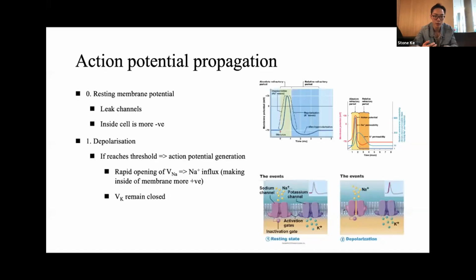You get sodium going into the cell due to gradients and so on. We'll talk about it, but what you have is positive charge going into the cell, which makes the inside of the cell less negative, therefore depolarizing it. Next slide, Lawrence.